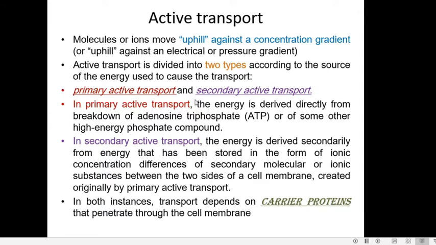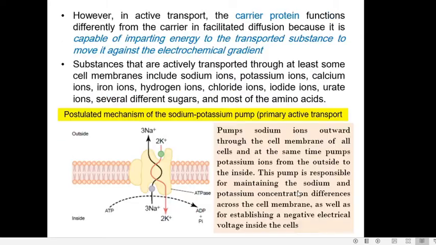So these are the differences between primary and secondary active transport mechanisms, but they are similar in that both require the presence of a carrier protein. In the first case, the carrier itself derives energy. In the second case, the carrier derives energy from a concentration gradient that was created by another protein, which can be a pump.